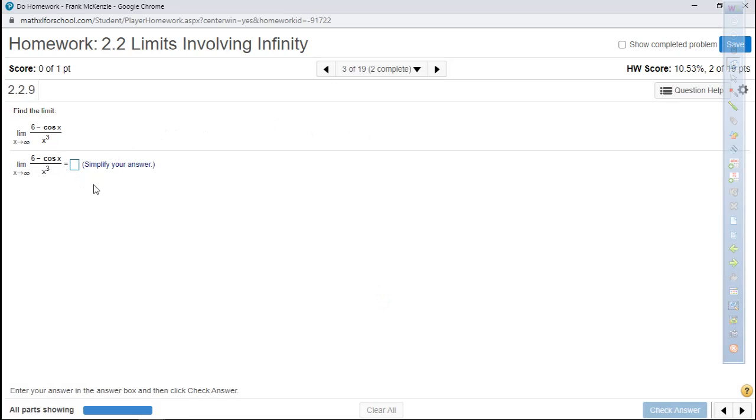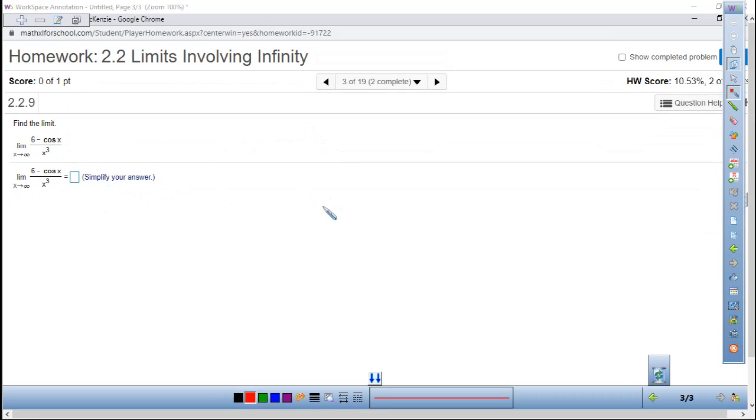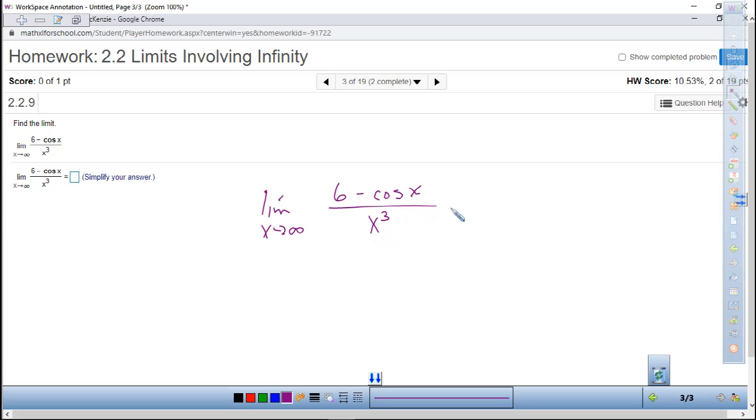All right, so with this one, we've got the limit as x approaches infinity of 6 minus cosine x all over x to the third.